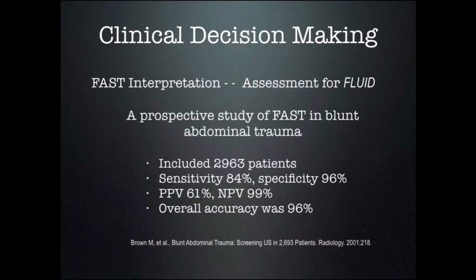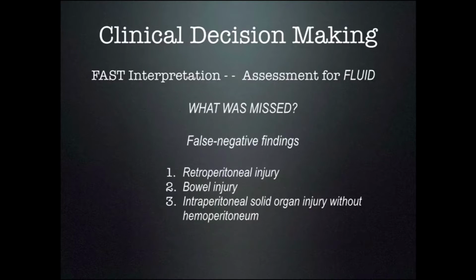So how good is FAST exam for detecting free intra-abdominal fluid? This is a prospective study of the FAST exam in abdominal trauma. It had 2,963 patients with a sensitivity of 84% and a specificity of 96%. The overall accuracy was 96%. This is pretty good. But what was missed?